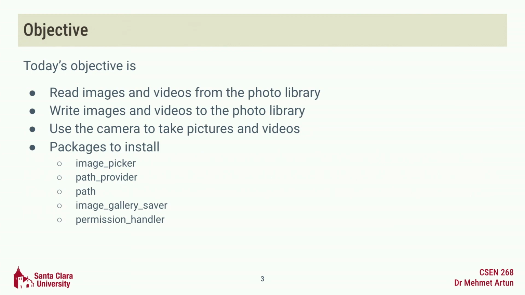All right, so the objective is to read images and videos from the photo library, write images and videos to the photo library, and use the camera to take pictures and videos. These are the packages we install: image picker, path provider, path, image gallery saver, permission handler. Image picker allows us to pick an image from either the gallery or, if it's web, from the directory. In the camera mode, it lets you take an image from the camera as a temporary file.